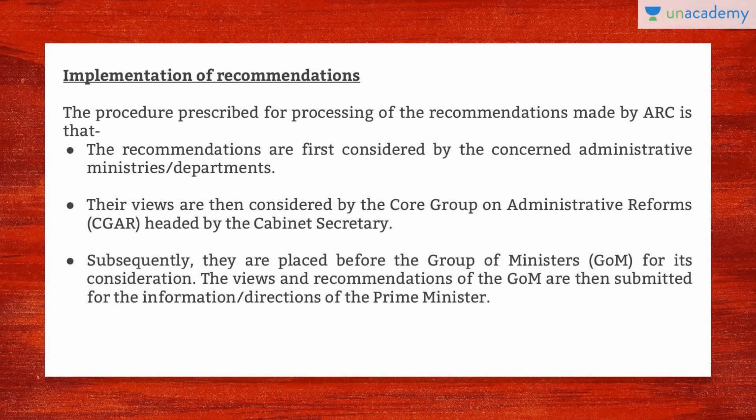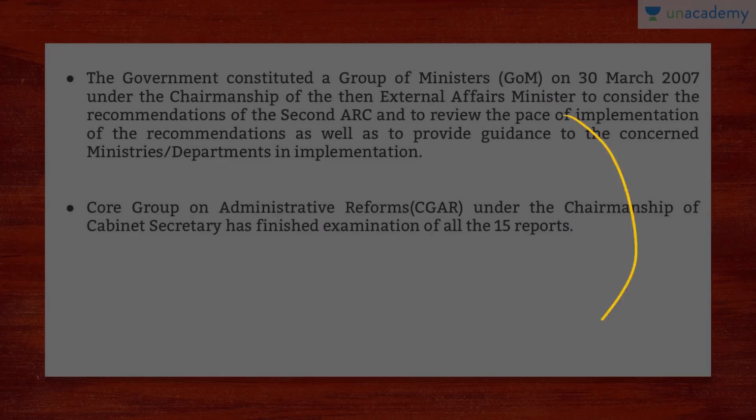Now the implementation of recommendations. Now let us discuss the important thing. The procedure prescribed for processing of the recommendations made by ARC is that the recommendations are first considered by the concerned administrative ministry or departments, and these views are then considered by the Core Group on Administrative Reforms, that is CGAR, which is headed by the Cabinet Secretary. Then they are placed before the Group of Ministers for its consideration, and the views and recommendations of the GOM are then submitted for the information or direction of the Prime Minister. So all of this is done and it is pretty clear.